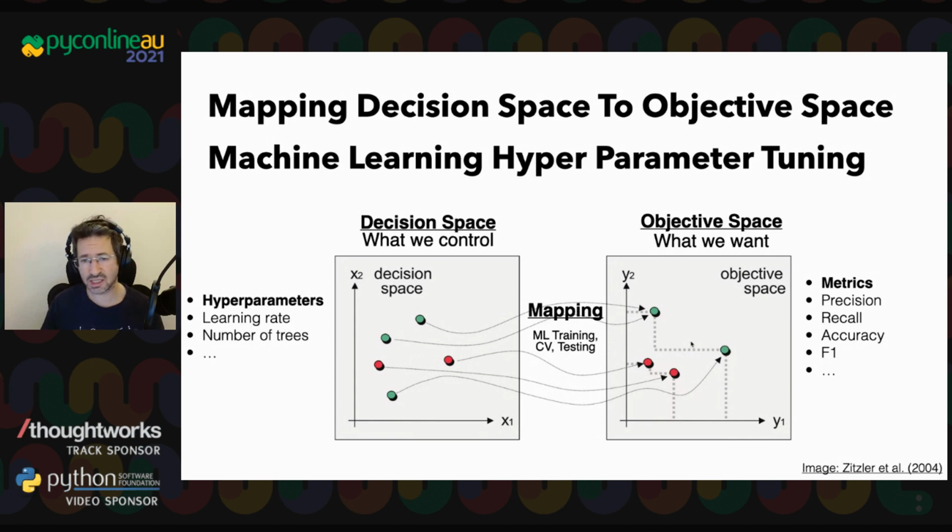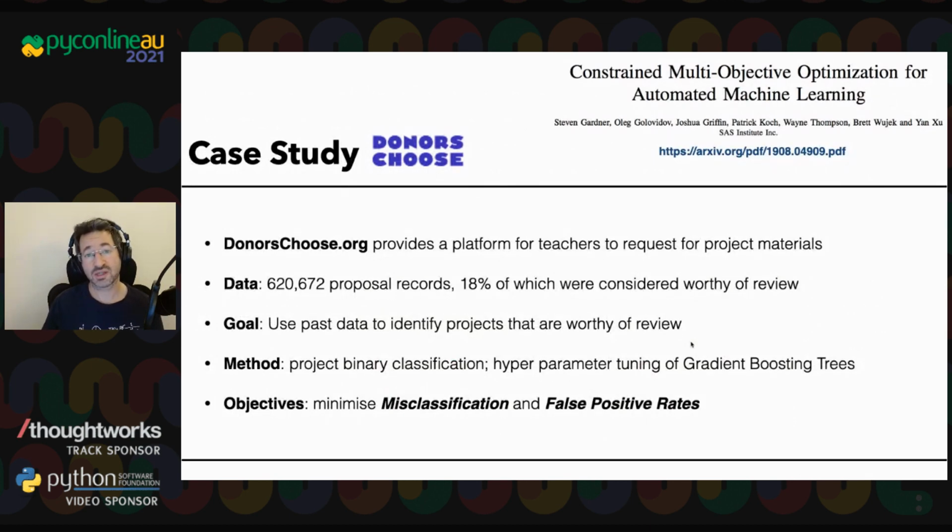So this is common practice for machine learning practitioners. Most of them do single objective optimization, but I was happy to find this article online in which this team from SAS Institute actually use multiple objective optimization and Pareto fronts in order to do hyperparameter tuning. Here I'm just highlighting one of their many case studies, a company called DonorsChoose, in which they're helping this organization provide materials for teachers.